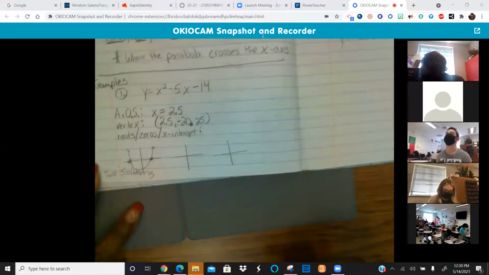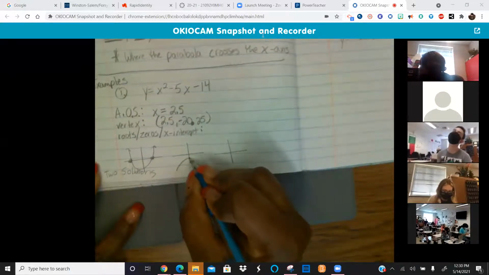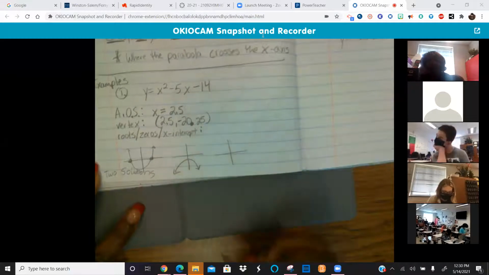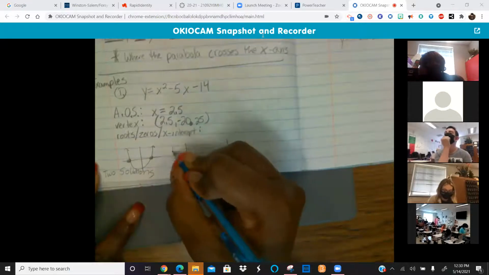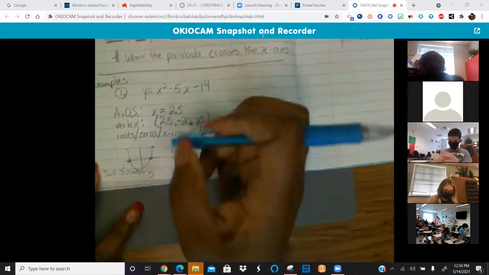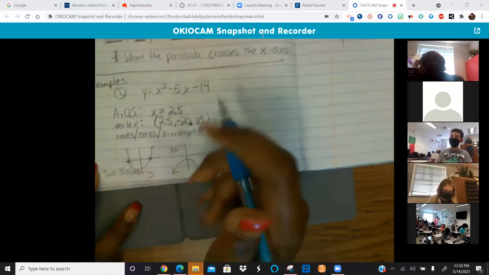Okay. It can have no solution, which means it doesn't cross at all. So see how it doesn't touch the x-axis at all. So this is a no solution. I want to make this look like no solution, sorry.